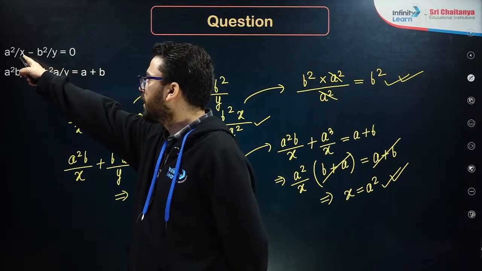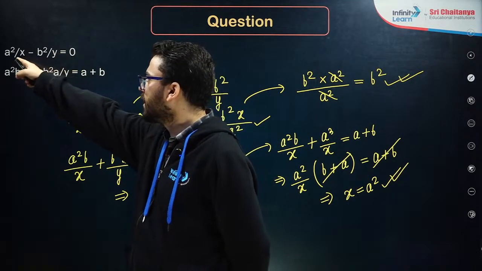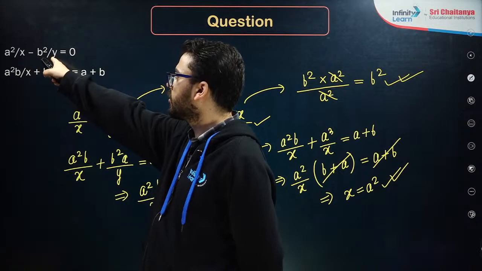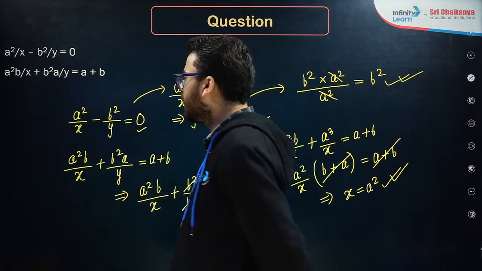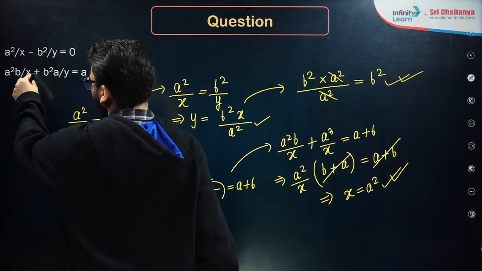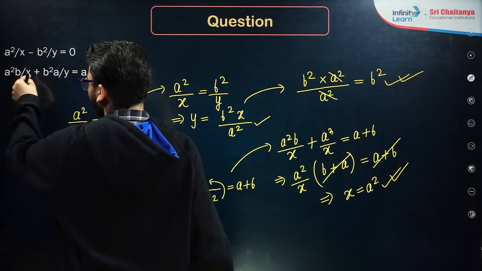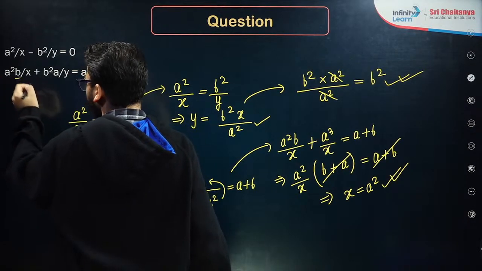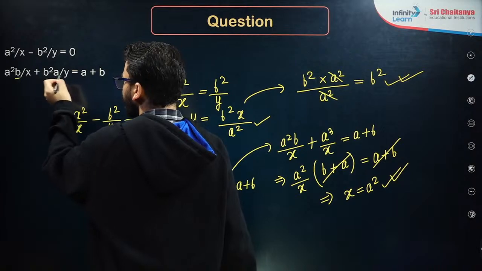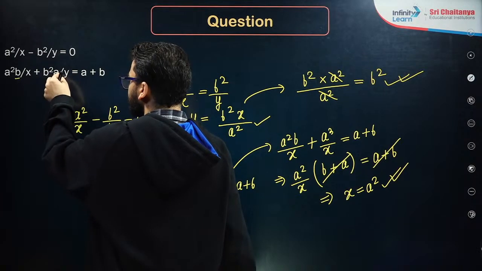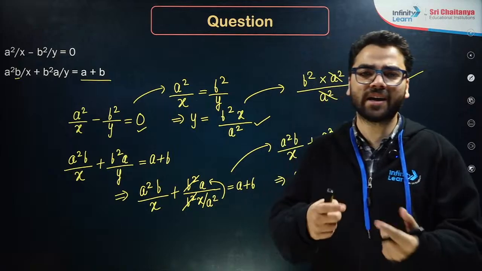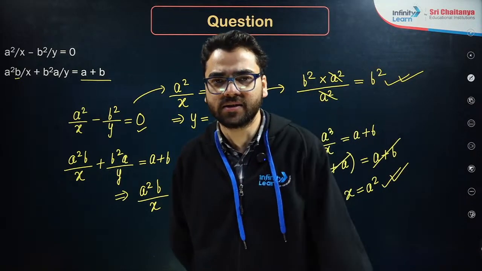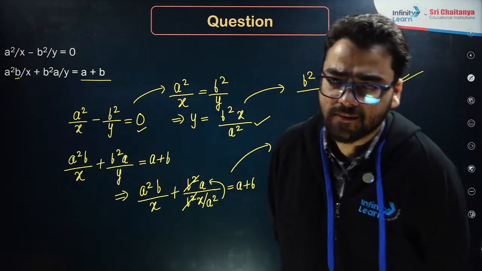Suppose x is equal to a square and y is equal to b square. So a square upon a square is 1, b square upon b square is 1, 1 minus 1 is 0. First equation is satisfied. Now second equation, if you put x is equal to a square, so a square will be cancelled out, you will be left with b. And if you put y is equal to b square, so b square will be cancelled out, you will get a, so you will get a plus b. It means both the equations are getting satisfied, it means our answer is correct. I hope it's clear, guys.